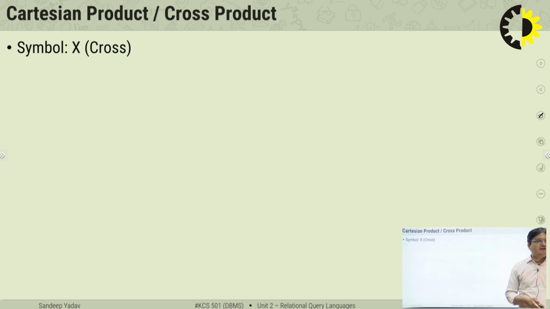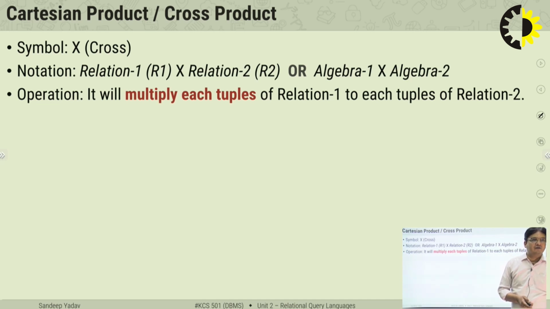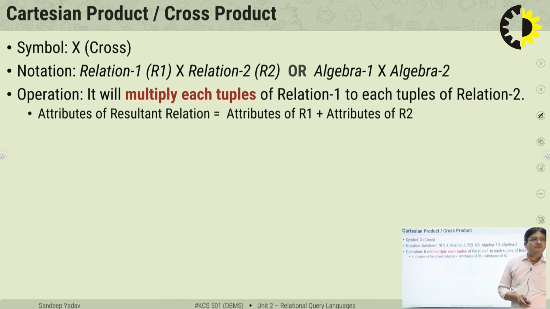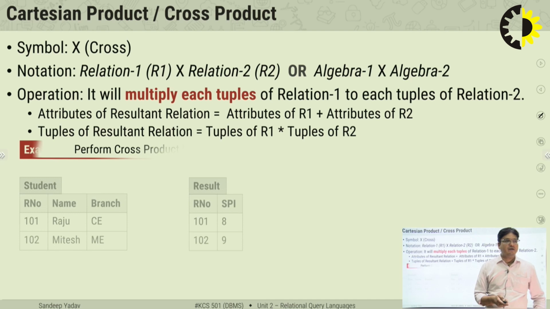Now next is the Cartesian product, a simple operation that we studied in basic mathematics up to 12th standard, that is the Cartesian product, relation R1 cross R2. It multiplies each tuple of relation 1 with each tuple of relation 2. Attributes of the resultant relation equal attributes of R1 plus attributes of R2. Tuples of the resultant relation R equal tuples of R1 times tuples of R2. Suppose R1 has 3 tuples and R2 has 4 tuples, then the total number of tuples in the result will be 3 cross 4, that is 12.